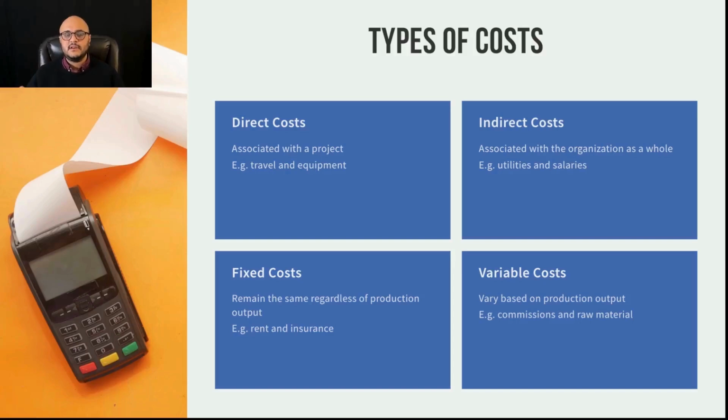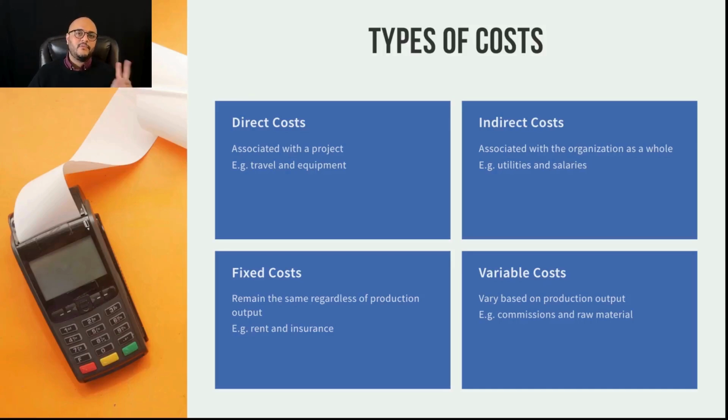Indirect costs are costs that are related to the organization as a whole, not to the project directly. So for example, the team that's working on this project, they need to be paid. Those salaries come from the organization. These are indirect costs, not taken on by the project, but by the organization.